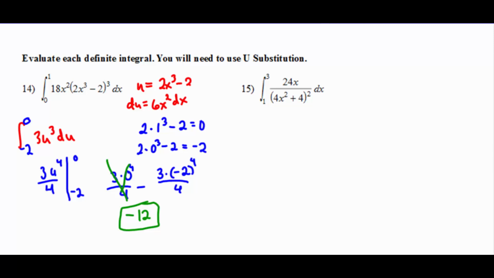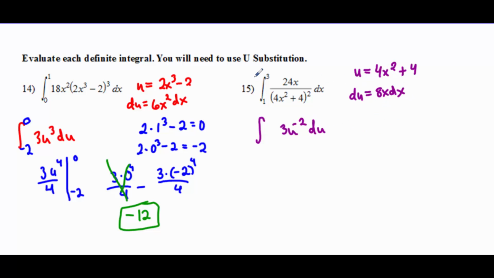On 15, u is going to equal the 4x squared plus 4 that's in our parentheses. So du is 8x. 24x and 8x leave us with a 3. We can either write this as 3 over u squared, or we can say, oh, well, I know I'm going to have to move the u squared up to the top so that I can integrate.